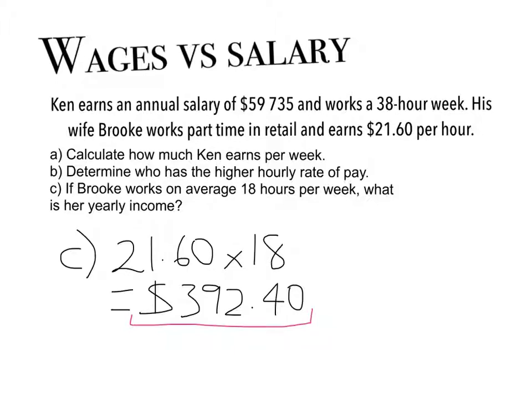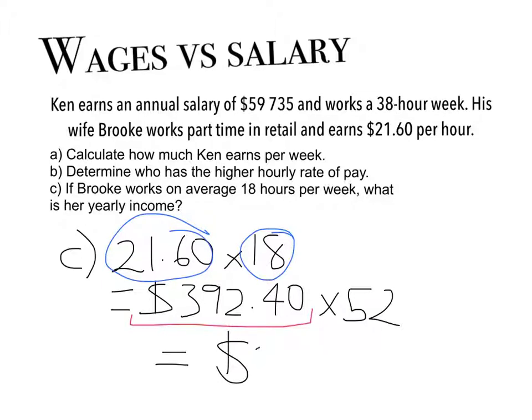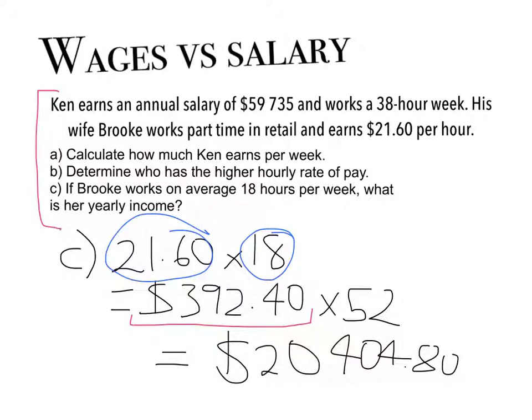Her weekly income is her hourly rate, this guy here, multiplied by the number of hours she worked. Hourly rate multiplied by the number of hours she works gives me $392.40. Then, with $392.40, how do I work out what she earns in a year? That's a week. Multiply it by 52 to get a year. She earns $20,404.80. That's it, guys. That's all I need to do. Okay? It's not too hard. The hardest bit is reading this and breaking it down.